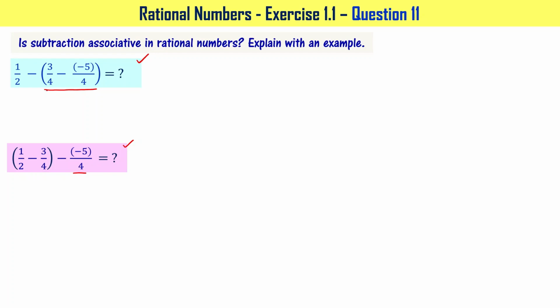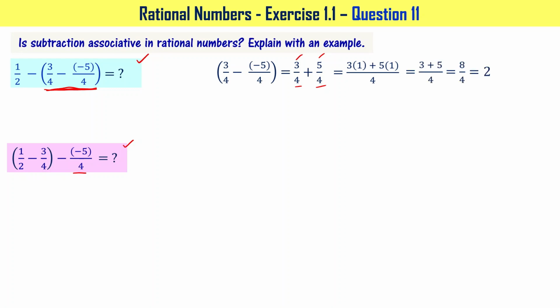To begin with, let me find the value of 3 by 4 minus 5 by 4. It can be written as 3 by 4 plus 5 by 4, right? Since denominators are the same, we can simply add the numerators. So the numerator is going to be 8 and the denominator is going to be 4. So 8 by 4, that is equal to 2. Right? What we have got now is the value of 3 by 4 minus 5 by 4 is equal to 2. Now let's subtract 2 from 1 by 2.